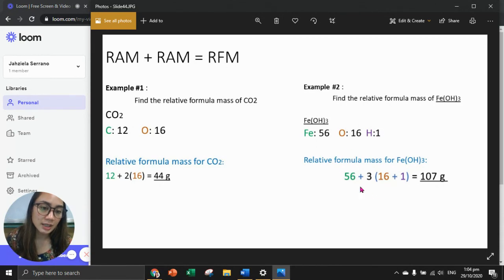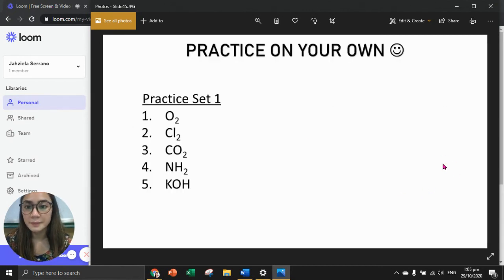Okay, so dito naman, tignan nyo no, kung ano nangyari. So yung 3 na subscript nyo, you have to multiply dun sa dalawa. So we have 3 times 16 and 3 times 1. And then you have to add this together. Plus yung 56 from iron. We have a relative formula mass of 107.